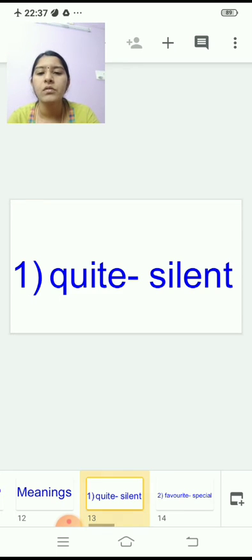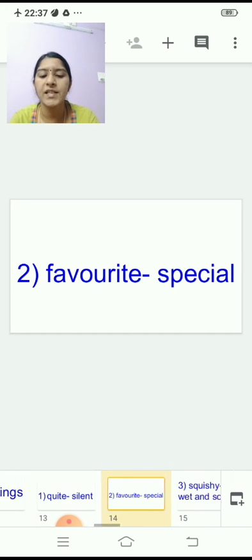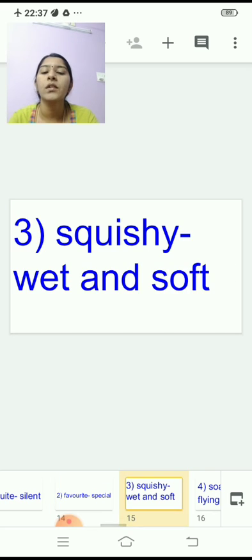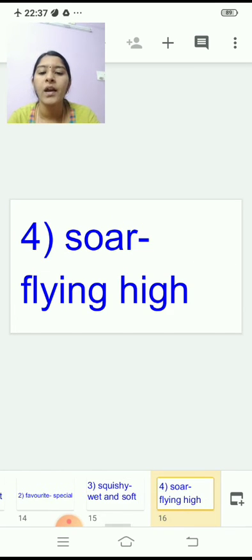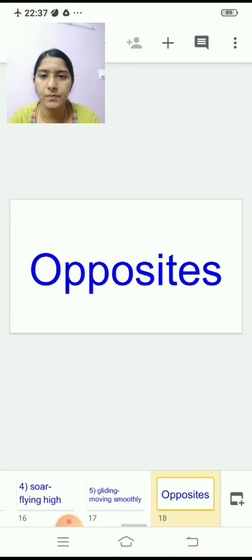The first word is quiet, silent. Second one, favorite, special. Third one, squishy, wet and soft. Fourth one, soar, flying high. Fifth one, gliding, moving smoothly. Now we will see the opposites.